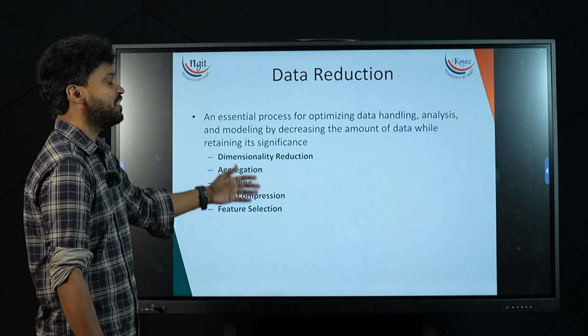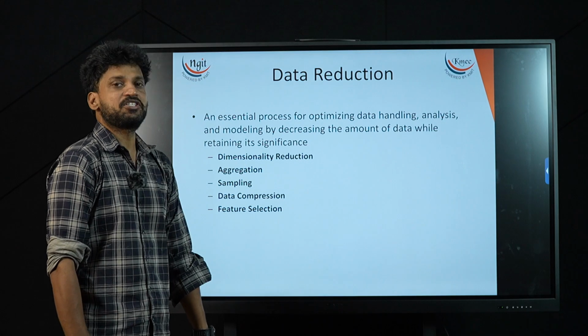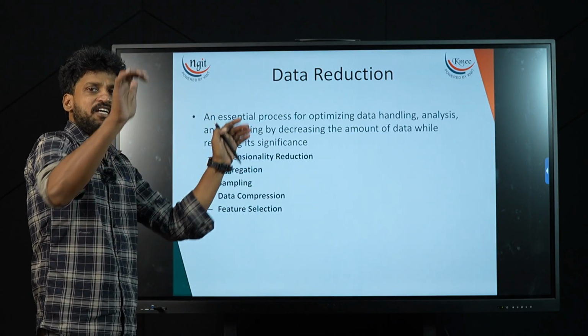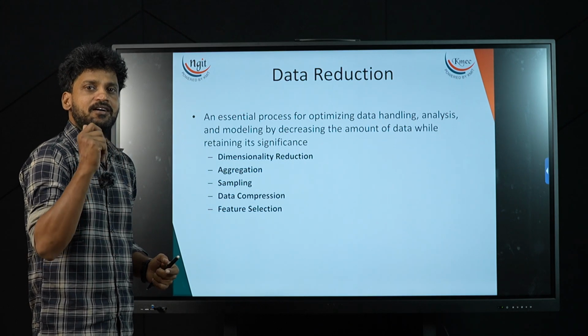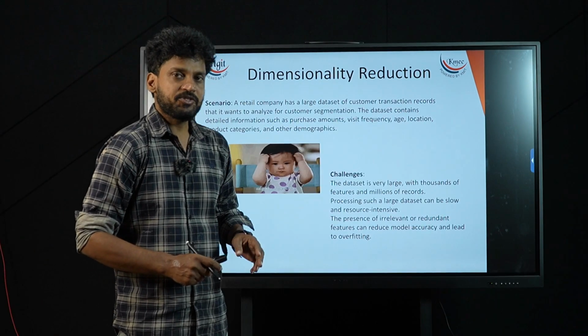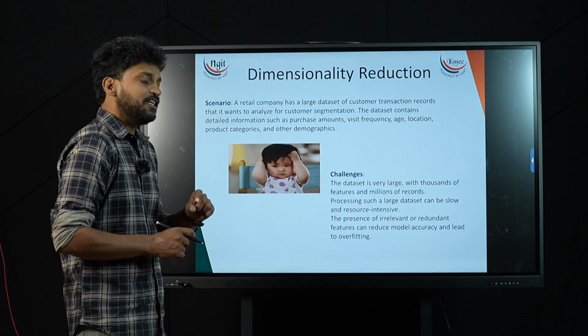The first one is dimensionality reduction. We are going to understand aggregation, sampling, data compression, and feature selection. I am going to manifest this entire topic with a real world example. Now let me manifest this entire topic with a real world example. That is, let us take Flipkart.